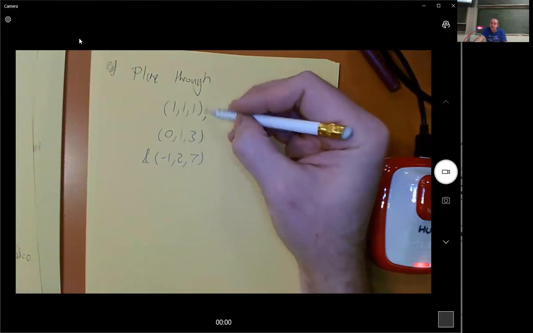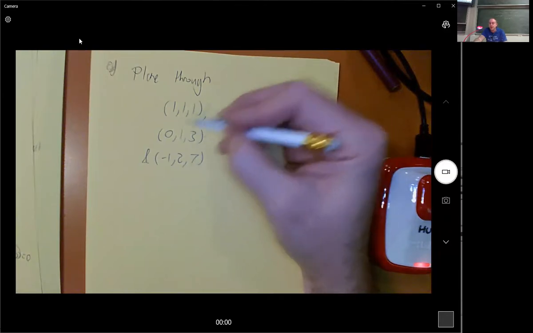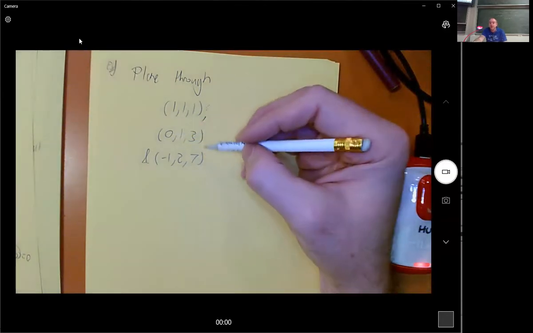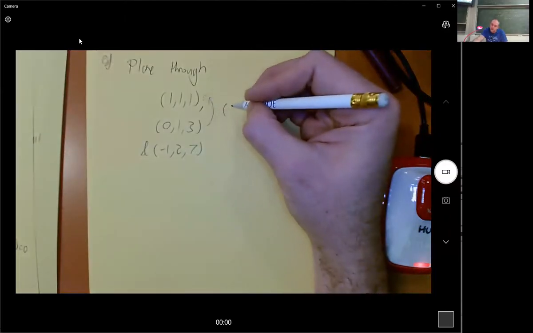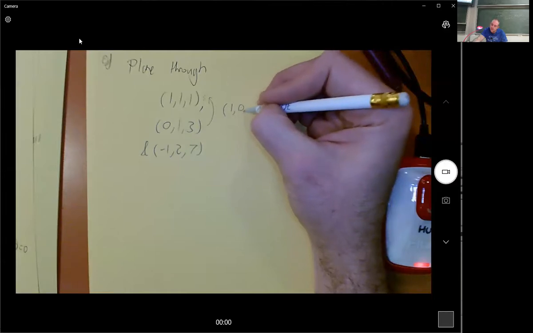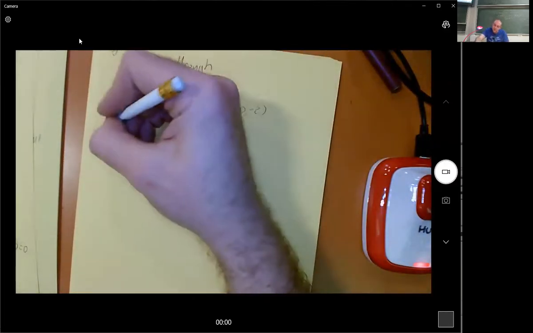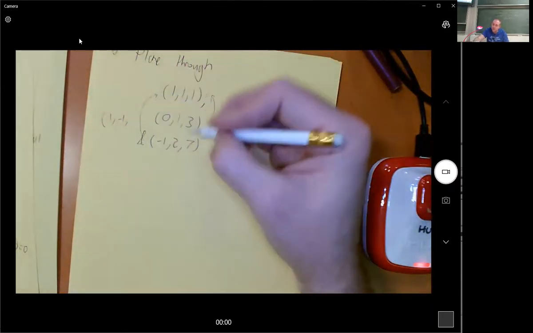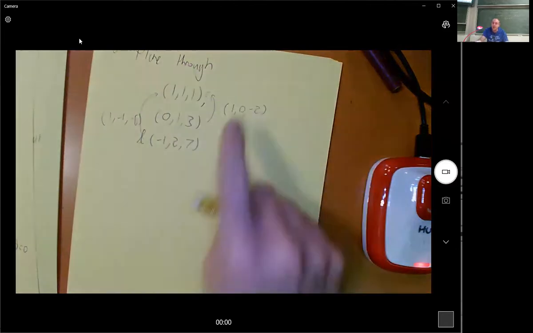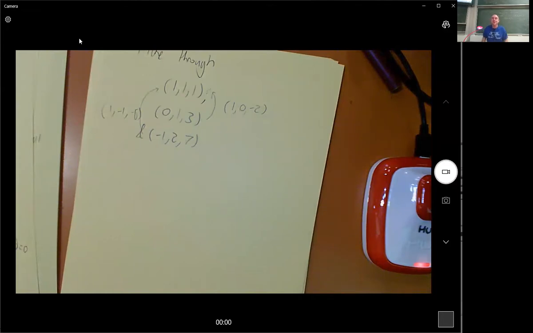So the journey from here to here has a 1 in the first coordinate, so this journey is 1, 0, minus 2. That's that journey. And this journey is 1, minus 1, minus 6, and they are not multiples of each other. And so this is not just a line. There is one plane through those 3 points. So, okay.